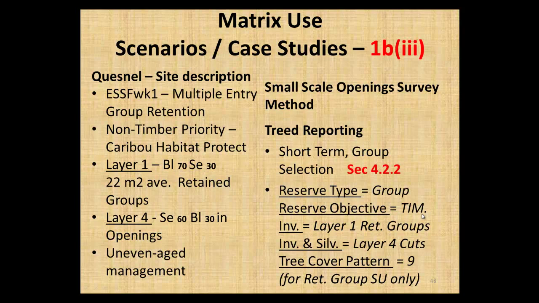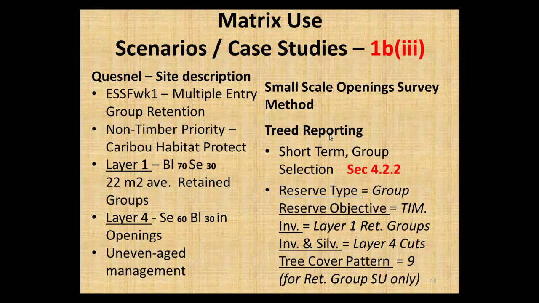I know there's a little bit of a conflict here. It isn't a non-timber priority block, but you're using this timber objective. So there's a little bit of a clunky bit in the reporting. Sorry about that, but it's the way it actually has to go, because you're taking it on a shorter rotation. So this group selection is a bit of an exemption that way.